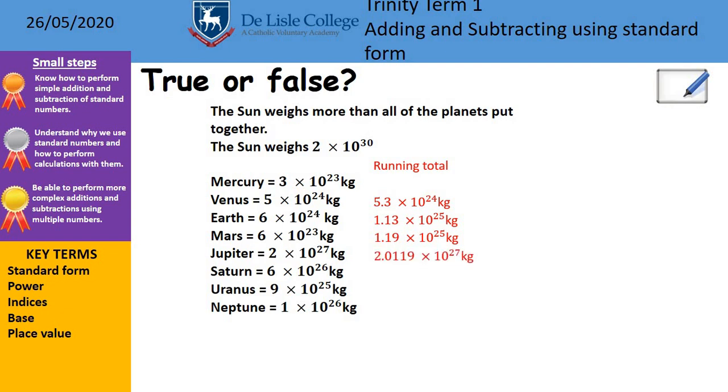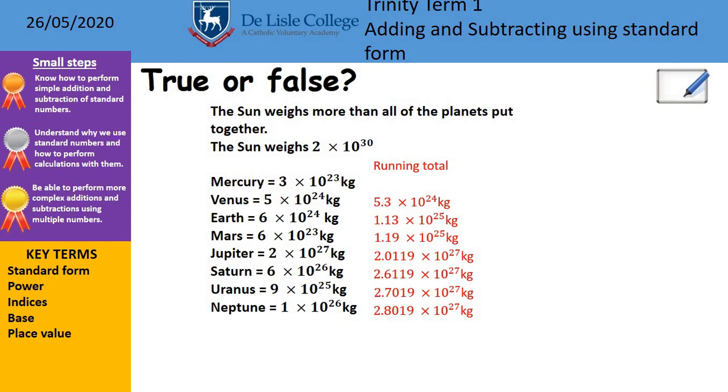And we actually now end up with 2.0119 times 10 to the 27. Then we can add in the mass of Saturn and Uranus, and finally the mass of Neptune. So we now have the mass of all the planets to be 2.8019 times 10 to the power 27. What we need to do now is compare that to the mass of the Sun. So if we look at the Sun, it's 2 times 10 to the 30.